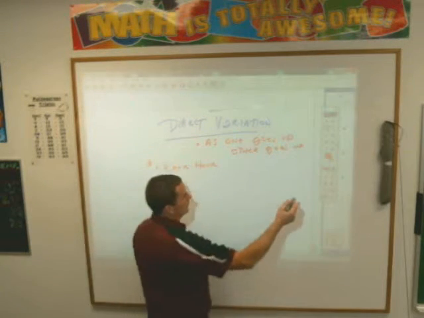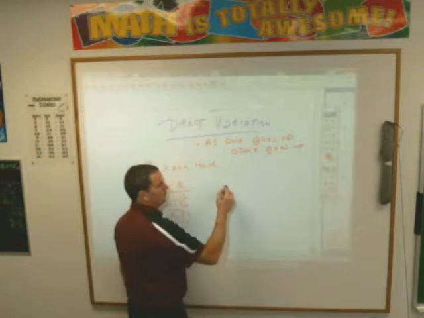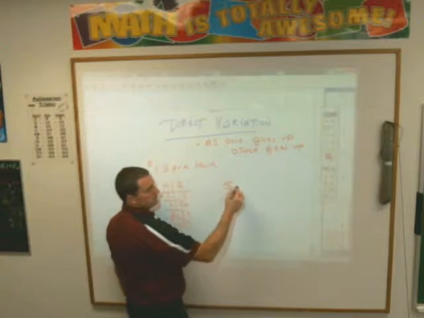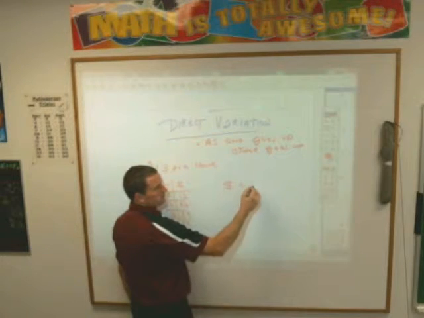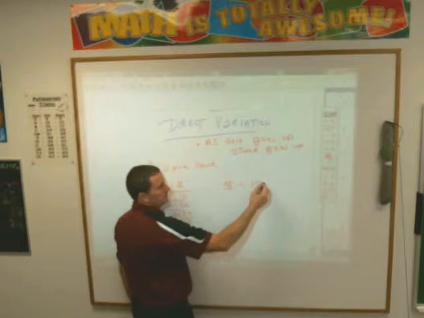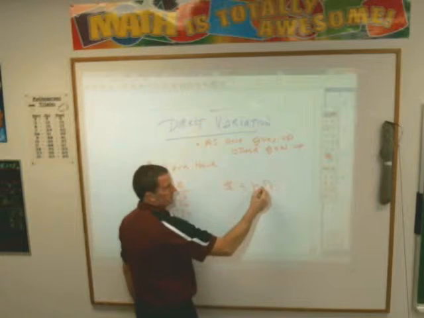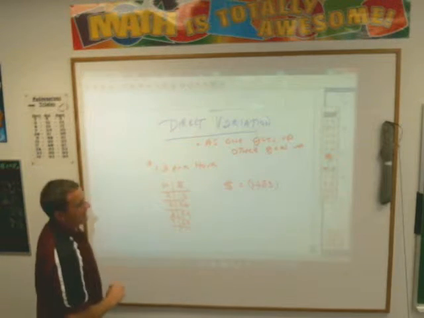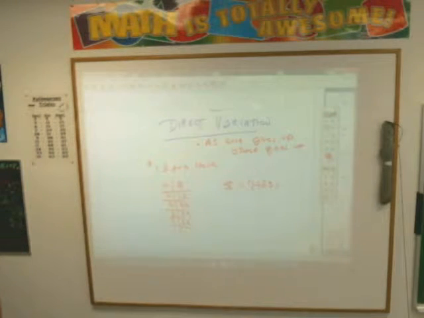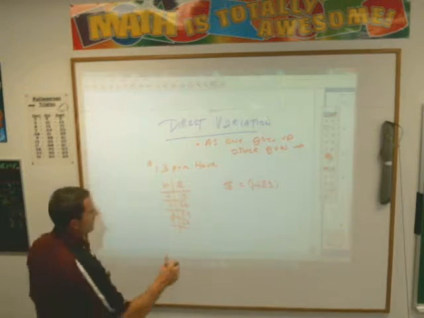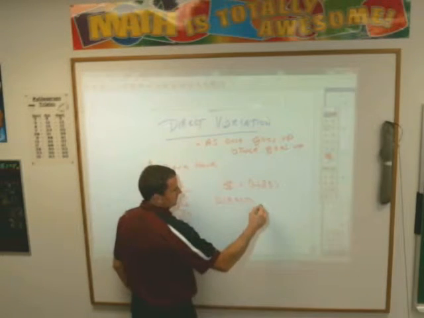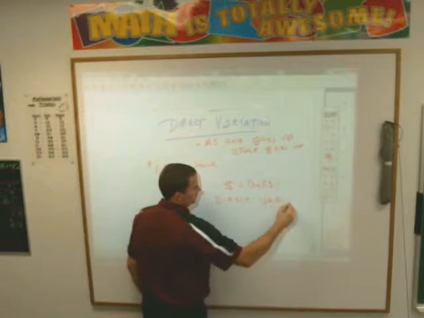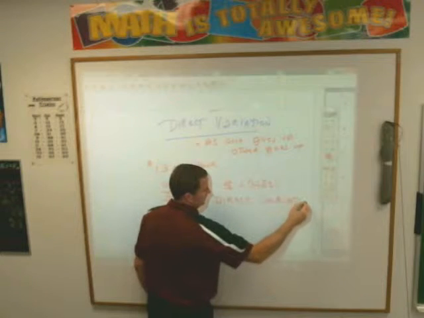If I was writing a formula for this, your formula would be money equals what? Hours times what? 13, correct. Okay, and that is where we get our direct variation equation. This is good to write down because you won't remember this any other way.